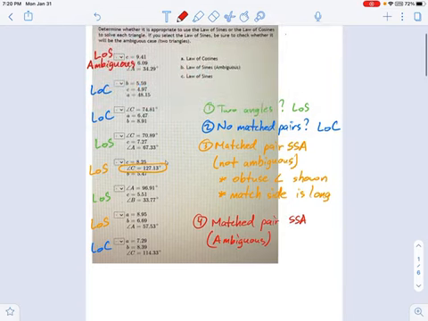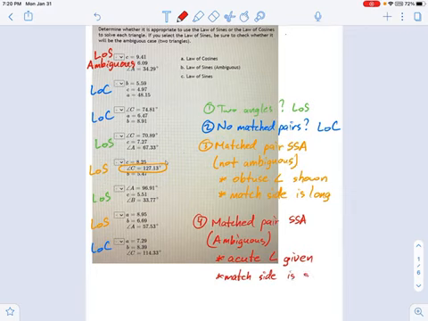Whereas this side angle ambiguous case, that's only one scenario. That's an acute angle given, and where the matched side is short. Okay, that's when you have a lot of work cut out for you.